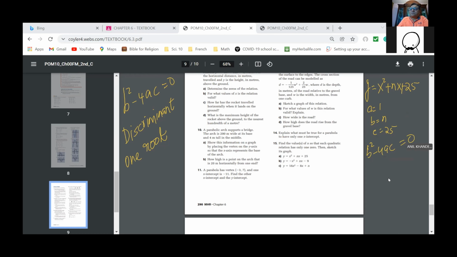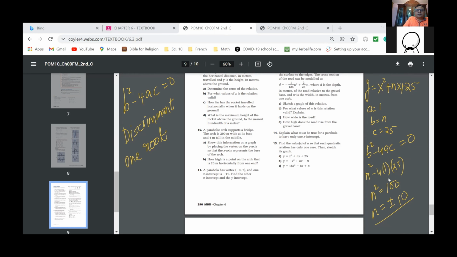That equals n squared minus 4 times 1 times 25, correct? So n squared minus 100 equals 0, so n is equal to plus or minus 10. Do you see that? So the value of n can be both plus or minus 10. Do you see how we get it? Yes, sir. So note the formula.